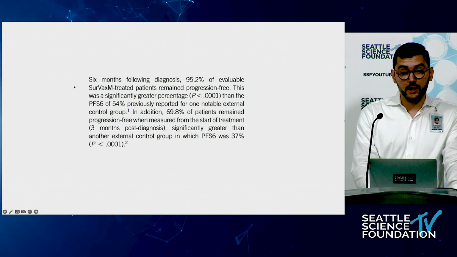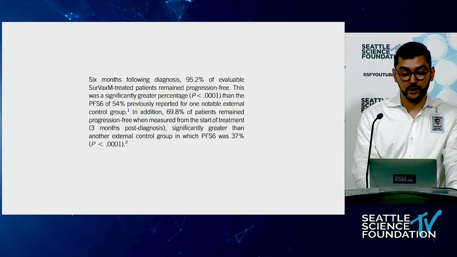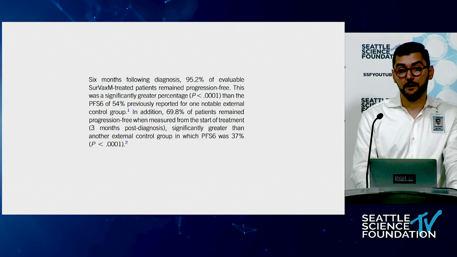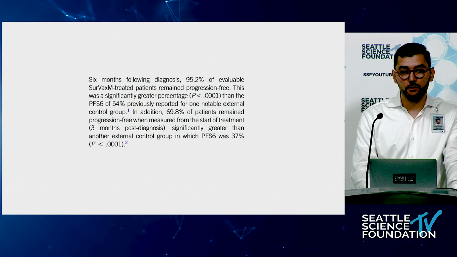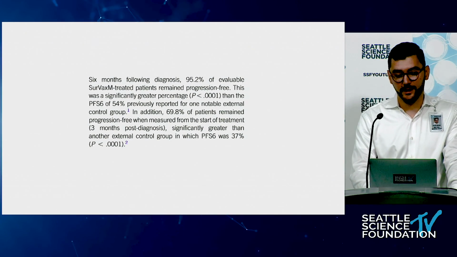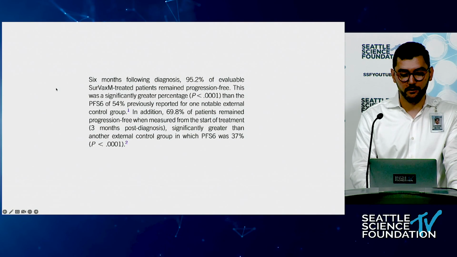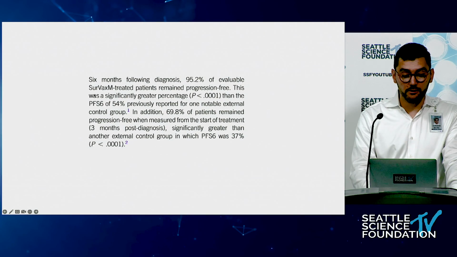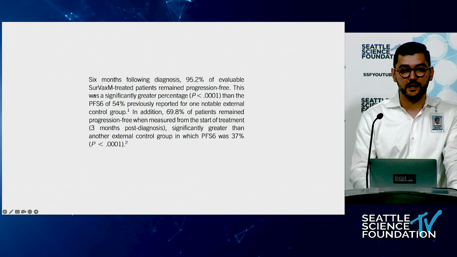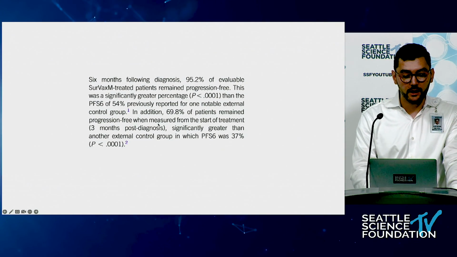So 6 months following diagnosis, 95% of survivin-treated patients were progression-free. That's a lot better than we're used to. Of course, this was an uncontrolled study, so we're looking at external controls, and I think if there's people watching from the MS community, they'll have something to say about that. But irrespective, I think it's a big enough effect size that it's really not in much question.